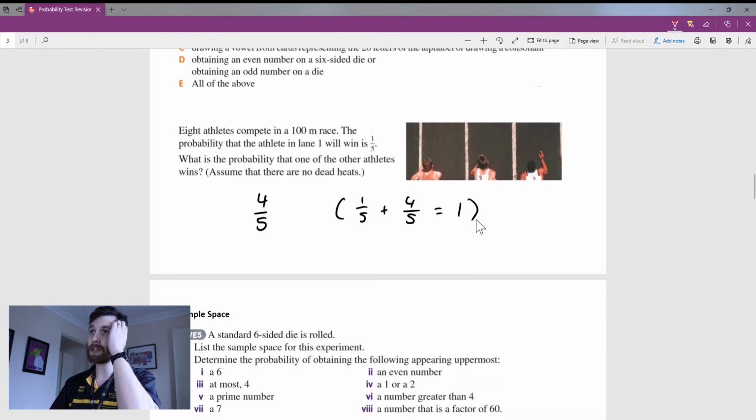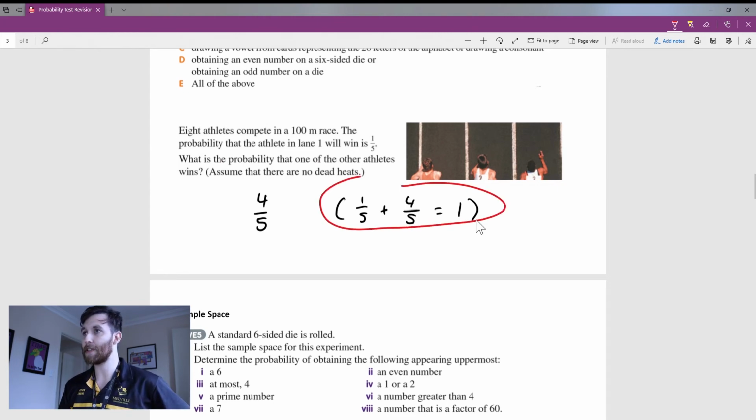The next one was about athletes competing in a race. Now, what you're looking for here is that complementary events, because they represent every outcome in the sample space, their probabilities will always add up to give you 1.